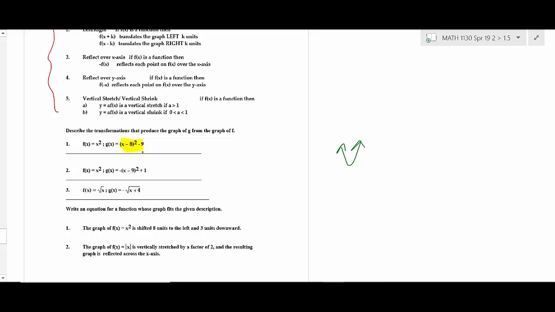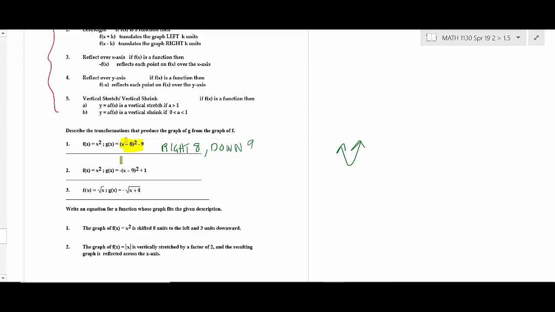Right 8. What is that, a minus 9? What's the minus 9 do? Down 9. Good. Okay, so that would just be right 8 and then down 9. Remember, if it's inside the function, it's left, right, x value stuff. And if it's outside, it's y value stuff. Okay?